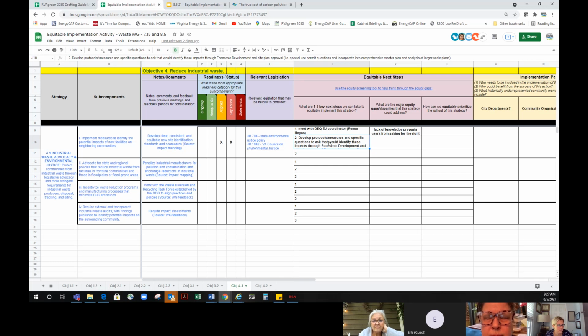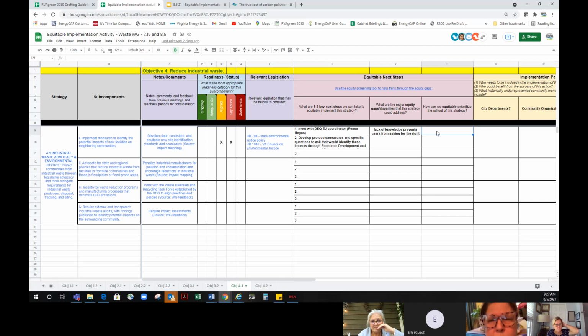So that sounds great. And then what are the major equity gaps or disparities? Well, lack of knowledge prevents users from asking for the right permits. So do you guys have any ideas about or any other equity gaps that we might want to consider, and how could we equitably prioritize the rollout of this strategy?